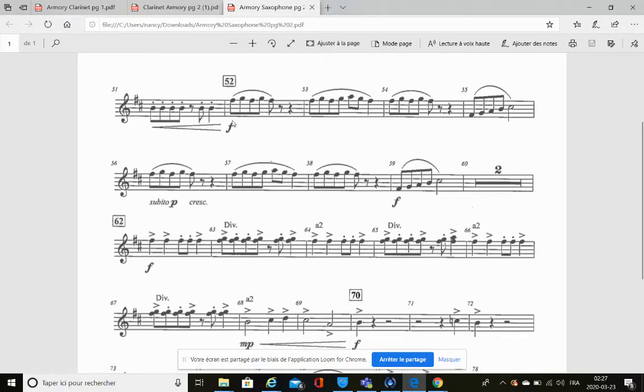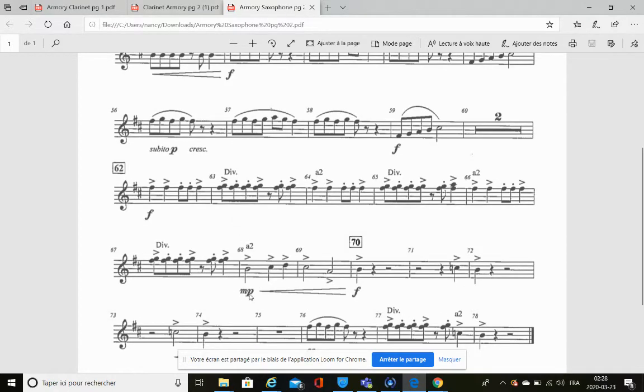What does the F stand for? It stands for forte. What does forte mean? It means loud. Here we have MP. What does it stand for? It stands for mezzo piano. What does it mean? What does mezzo piano mean? It means moderately soft, medium soft.